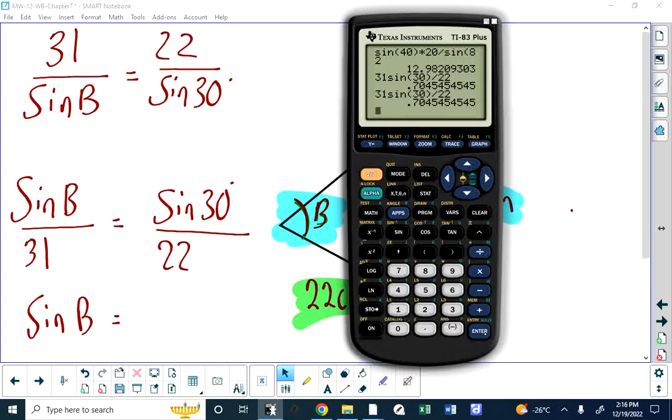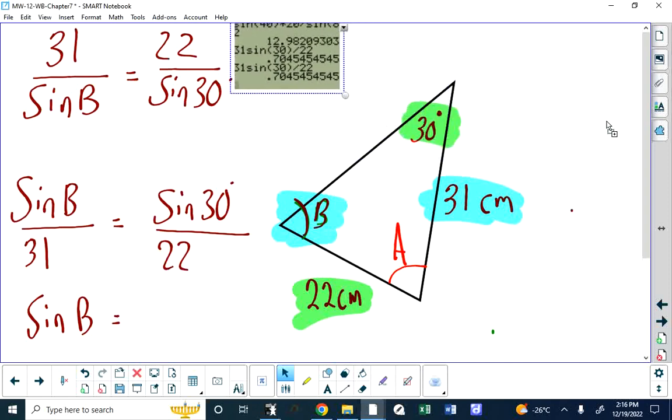Let me just take a look. Try it now. I'll bet you it'll work now. You're good though, eh? Okay. That sine of B equals 0.704545. Well, that's weird. It just keeps going. 0.7045 with the 4, 5 repeating. That's not the angle.